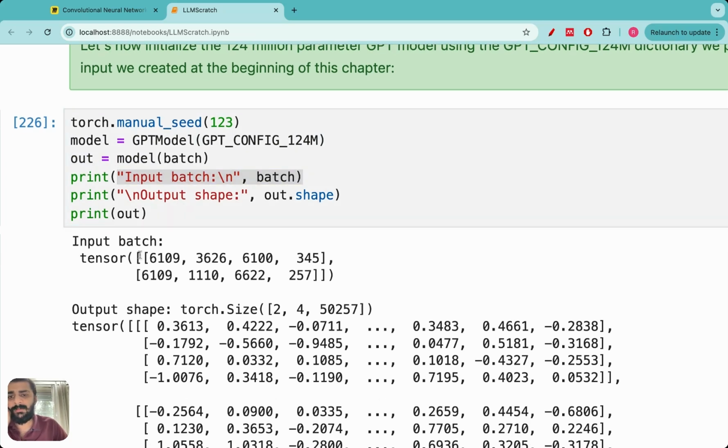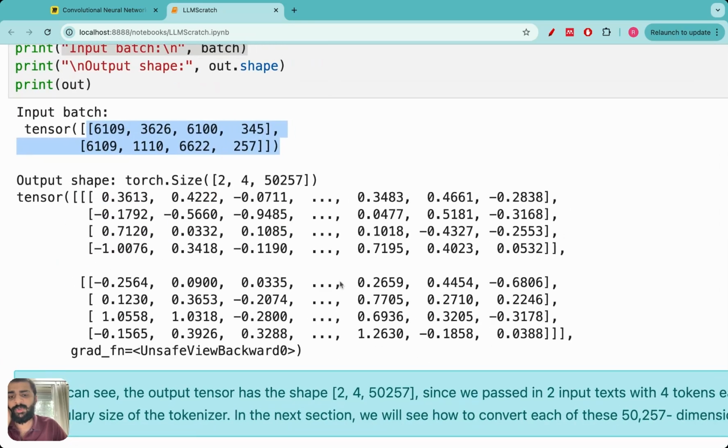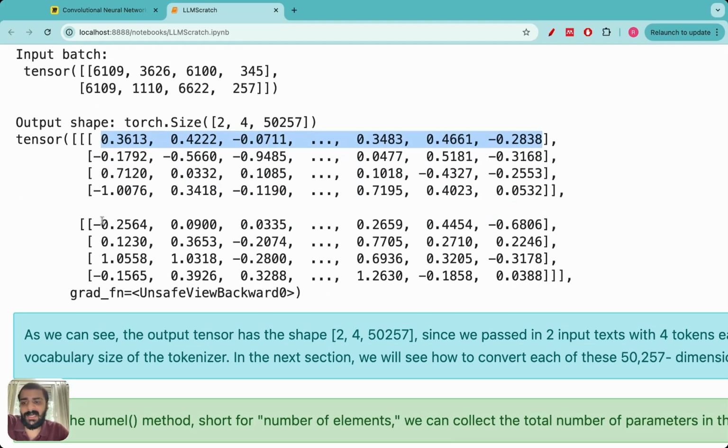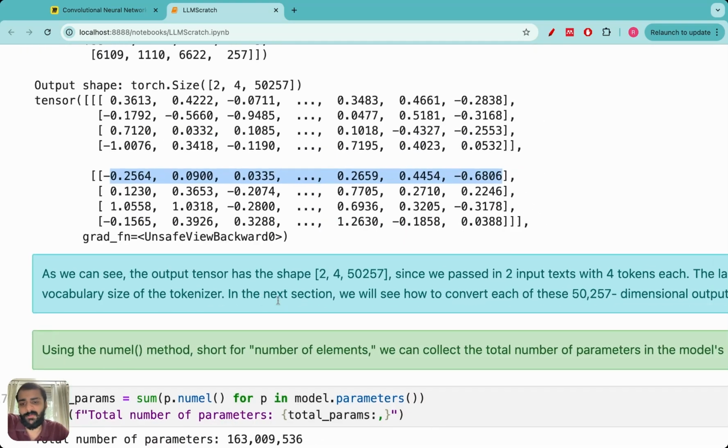If you print out the input batch, you will see this. And if you print out the output batch, let's look at one batch currently. You will see that there are 4 tokens and each token has a number of columns equal to the vocabulary size, which is 50257. This is exactly what we had seen in the output logits, right? So in one batch, there are 4 tokens, 4 rows, and 50257 columns. The same thing is happening for the second batch also, with 4 tokens and 50257 columns because the vocabulary size is 50257.